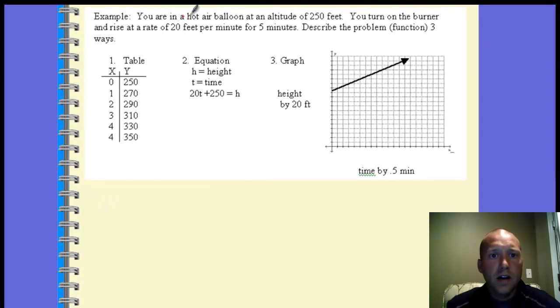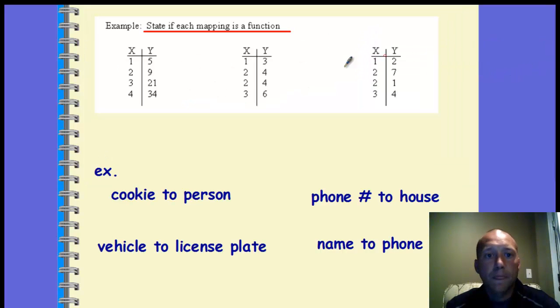So an example of that, a hot air balloon starts at 250 feet and it's increasing at 20 feet per minute for 5 minutes. And so we can describe that within a table as the minutes change, what happens to height, and we can do it in an equation. So we have 20t, so every minute it goes up 20 feet, and then adding to the starting value is height, and then we can show that within a graph as it changes. So 3 ways to show a function.